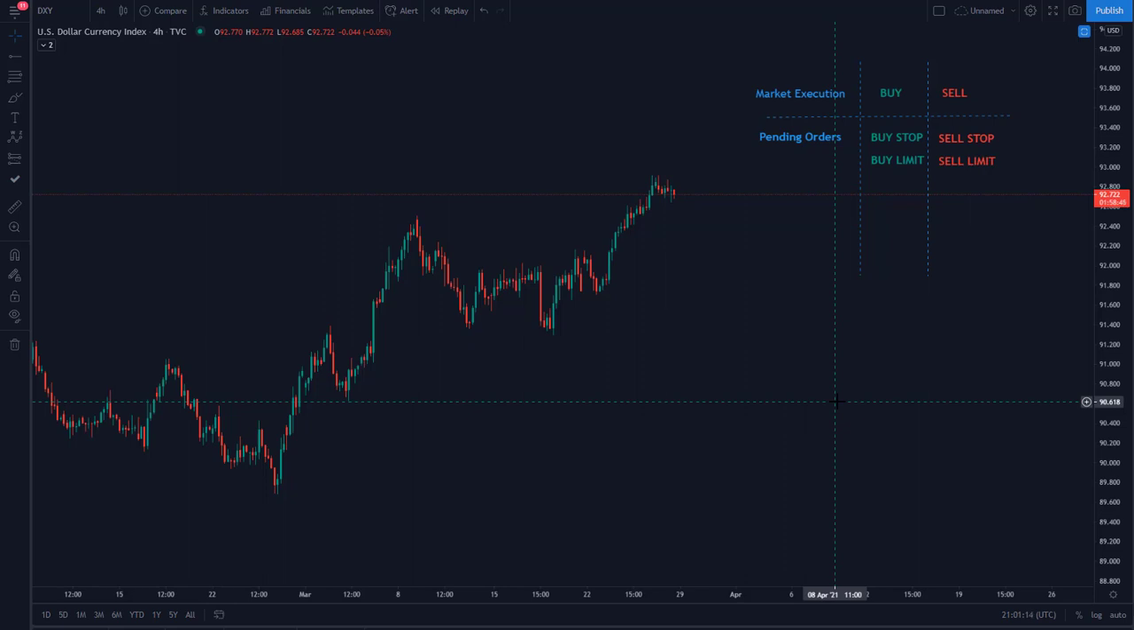What is a market execution and what are pending orders? I'm going to be covering the 4 types of pending orders we have in the Forex market. So let's start from the basics.